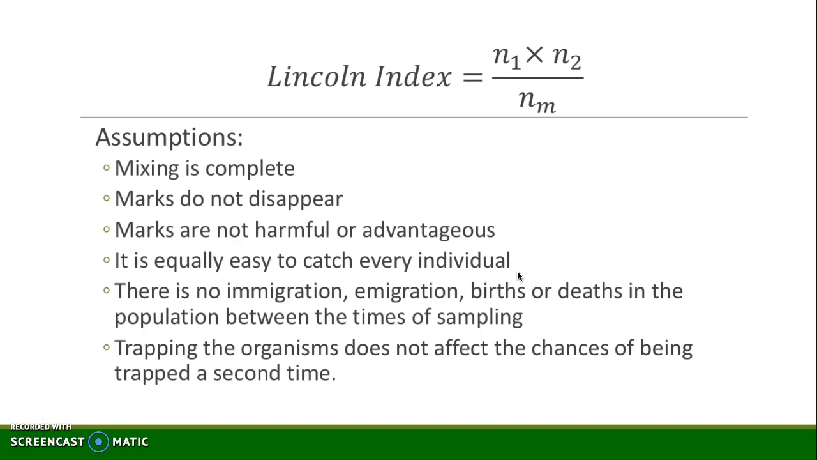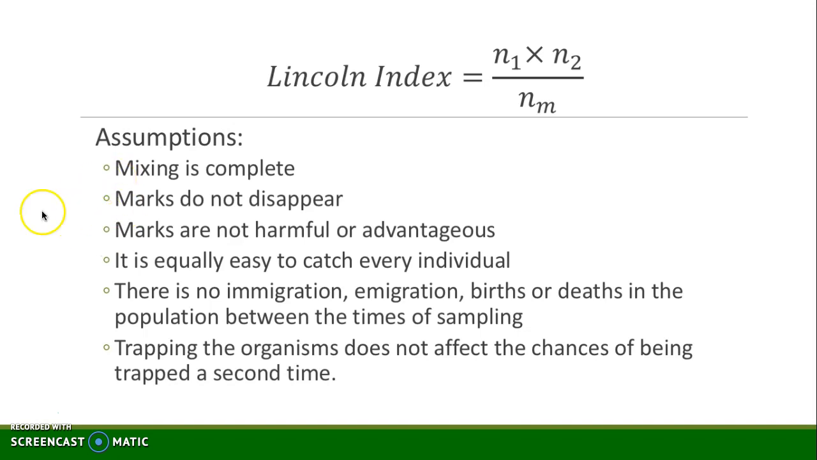The other one is that the marks can't disappear, so it has to be something fairly permanent. The marks don't hurt the organisms, nor are they advantageous, so it can't be something that would make that organism like the coolest organism in the entire area. And that we're equally able to catch them every time. This is a really hard one to think about, because it's hard to know if we caught an organism, whether it would be less likely to be caught a second time in a similar trap.